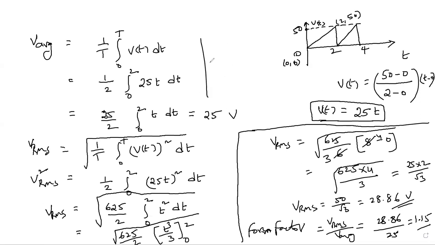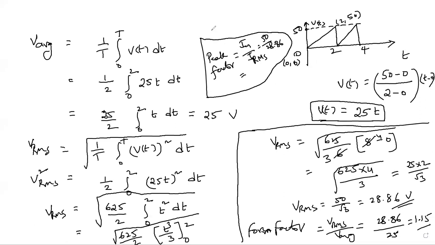And calculate the peak factor. Peak factor is peak value by RMS value. Your peak value is nothing but 50, so 50 by 28.86. How much? 1.73. Very good.